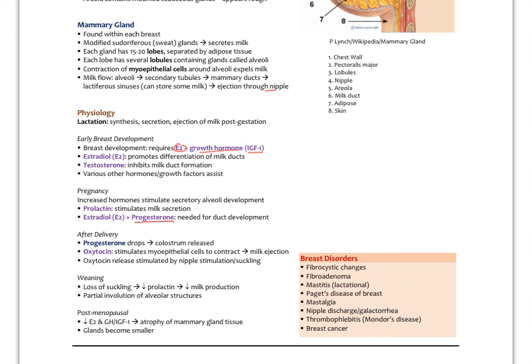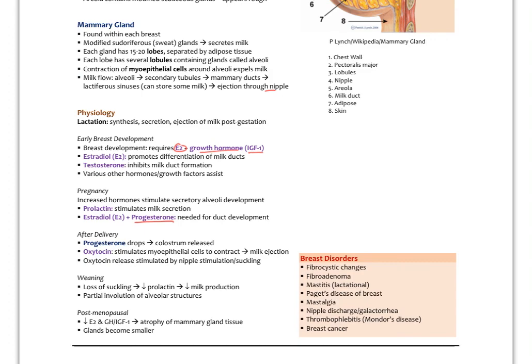And this is very rich in proteins, especially immunoglobulins and fatty acids. And then it's oxytocin, which is going to stimulate the myoepithelial cells to contract, causing milk ejection. So again, remember, prolactin is going to help with milk synthesis and production. Estrogen and progesterone help with the duct formation, and it's oxytocin which is going to allow for the milk letdown reflex. And that's going to be released in response to nipple stimulation or suckling.